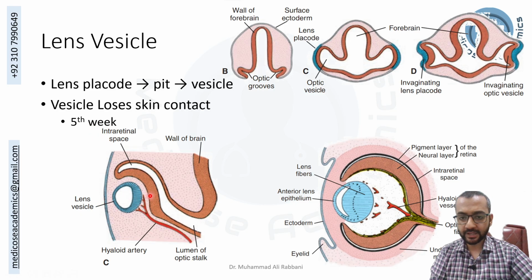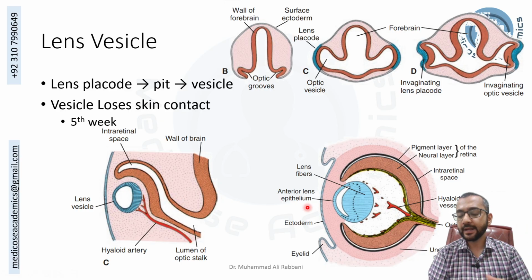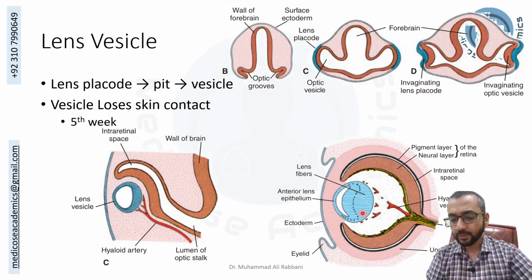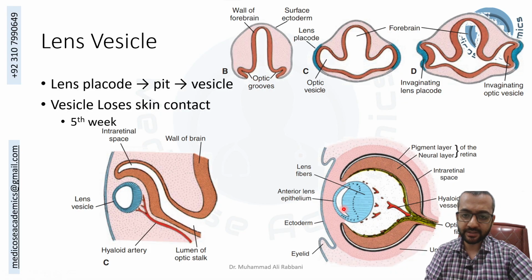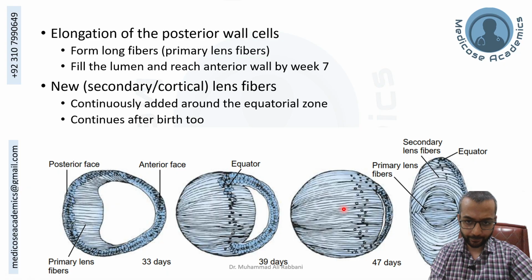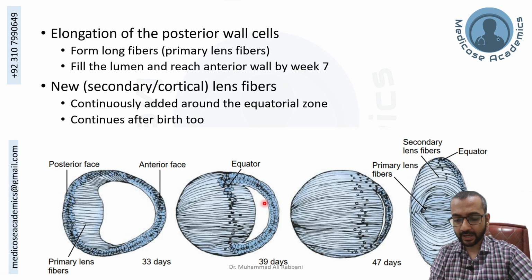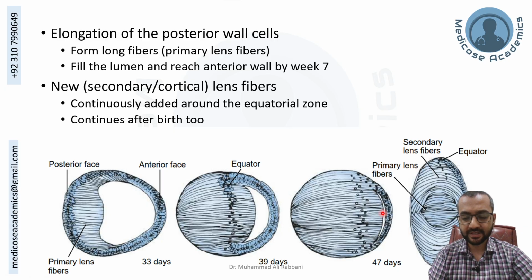It loses its contact within the 6th week, and as time passes, the cells on the posterior aspect of the lens start to elongate and approach the anterior surface, and ultimately reach the anterior surface by roughly the 7th week. These are pictures from Larsen's Embryology. So this is the posterior surface, the anterior surface. As they elongate, they reach the anterior surface, obliterating the cavity, and this obliteration is complete by the 7th week.